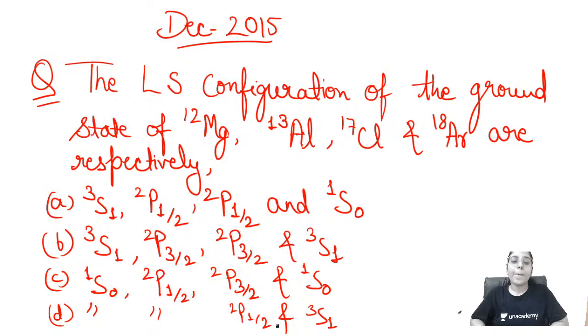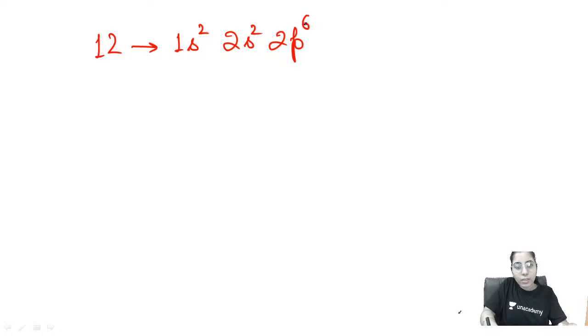See, if I'm going to talk about magnesium, 12. Now the point is, if you are going to write its configuration, if you want to write it completely, you can write it. I'm just going to show you on the next slide. For 12, you will write 1s2, 2s2, 2p6 and 3s2.